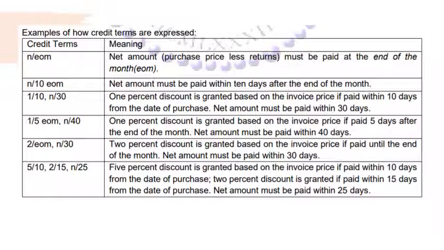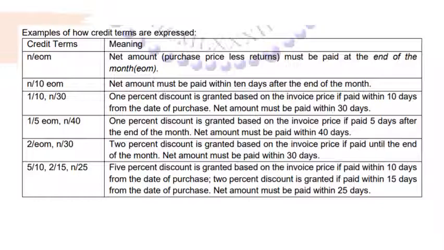Again, our end of the month is September 30. So 10 days after that is October 10. So if it's N over 10 EOM and we're in the month of September, the total amount should be paid on October 10. Then we have 1 over 10, comma, N over 30. That means a 1% discount is granted based on the invoice price if paid within 10 days from the date of purchase. Net amount must be paid within 30 days.